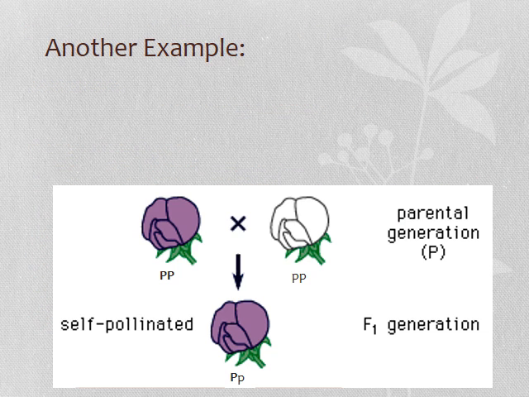So let's take a look at our example here. What trait are we looking at? We've got two different colored flowers. So in this case, the trait that we're looking at is flower color. What are the alleles in this case? Remember, the alleles would be our variants for the trait. In this case, our variants would have to be purple or white.